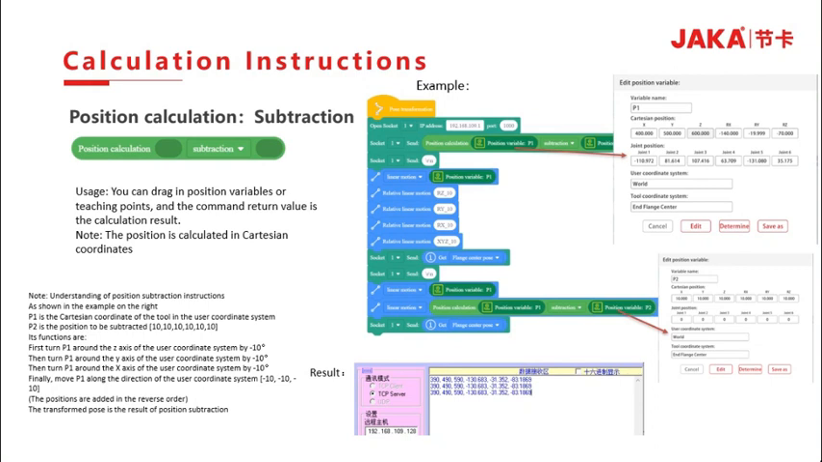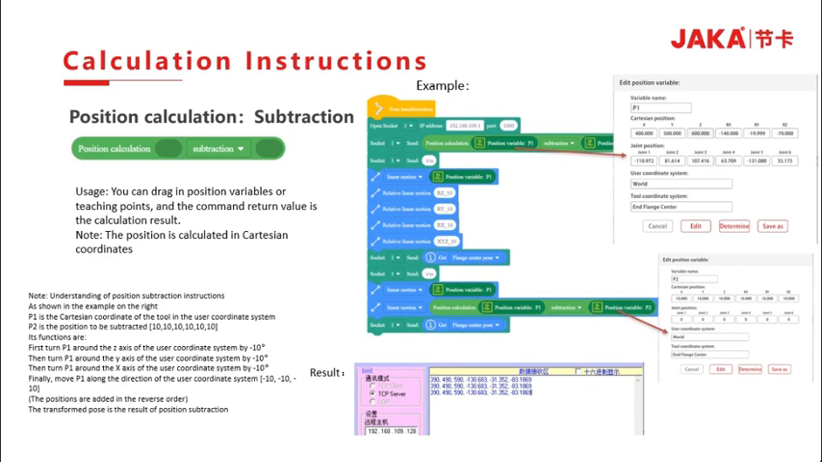Position subtraction instruction. Drag in a position variable or teaching point. The return value of the instruction is the calculation result. Position is calculated in Cartesian coordinates. Look at the example on the right.